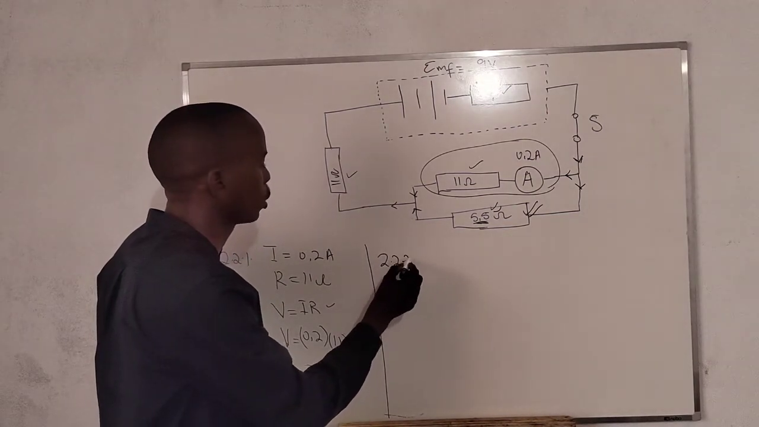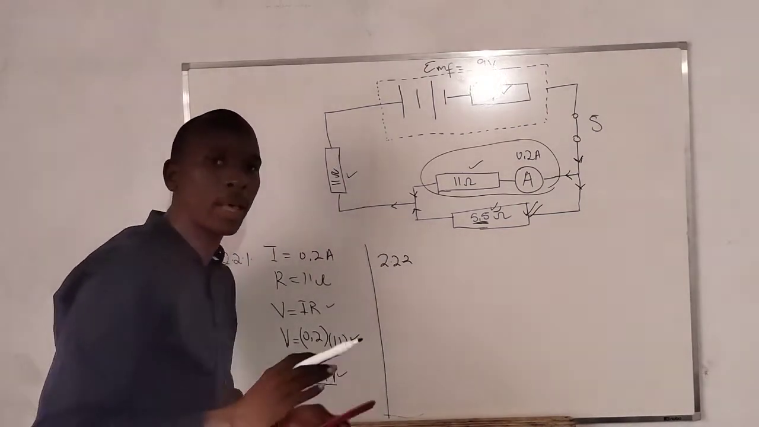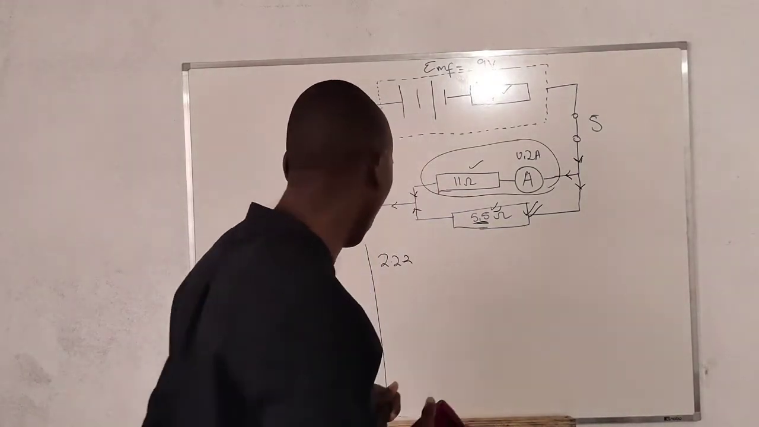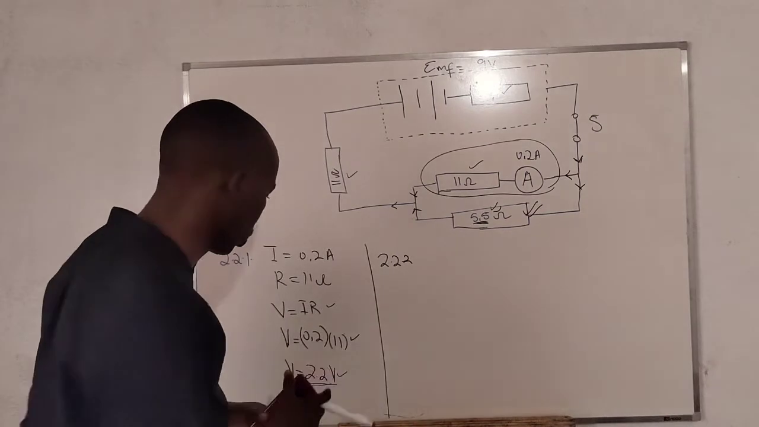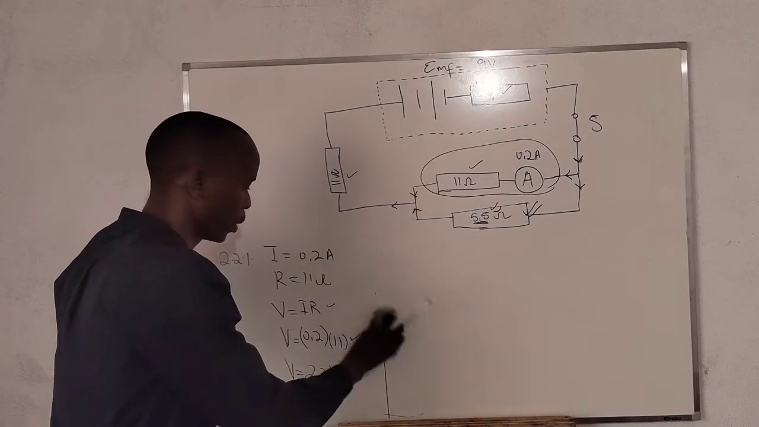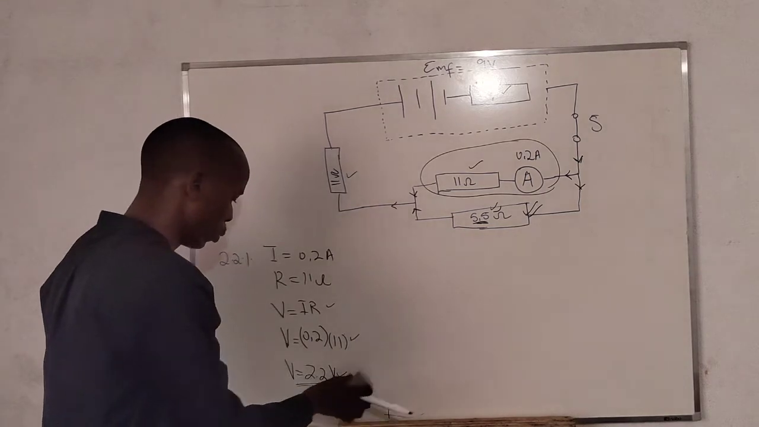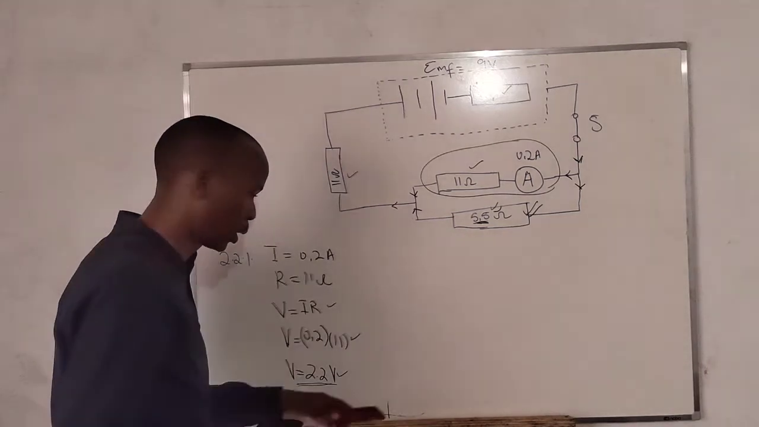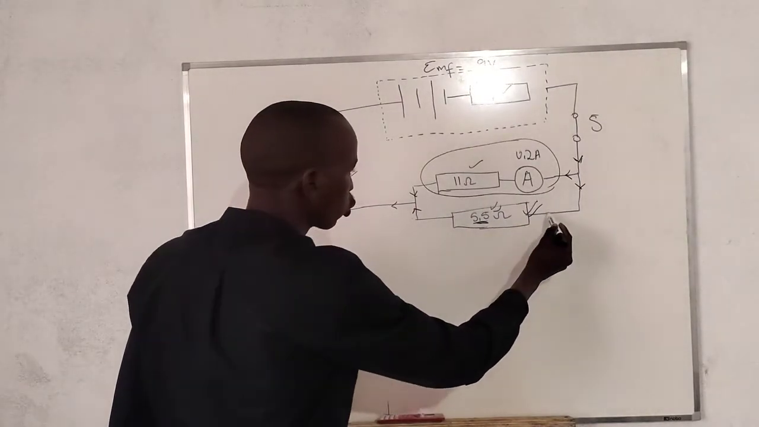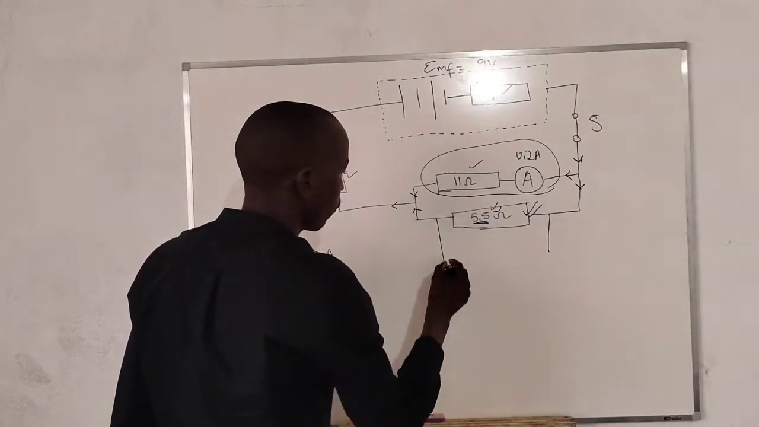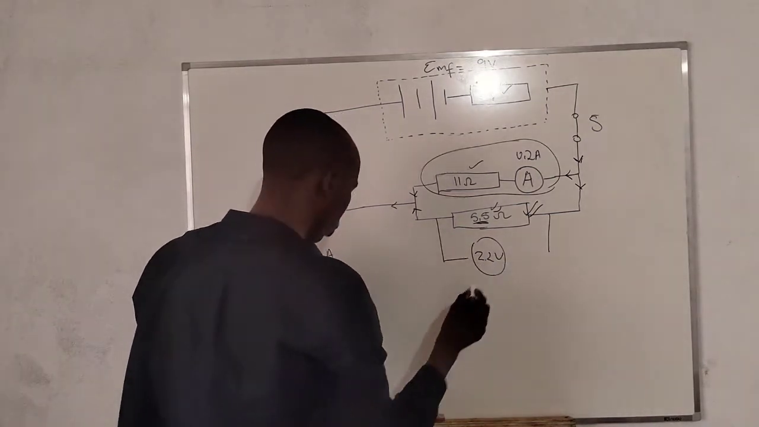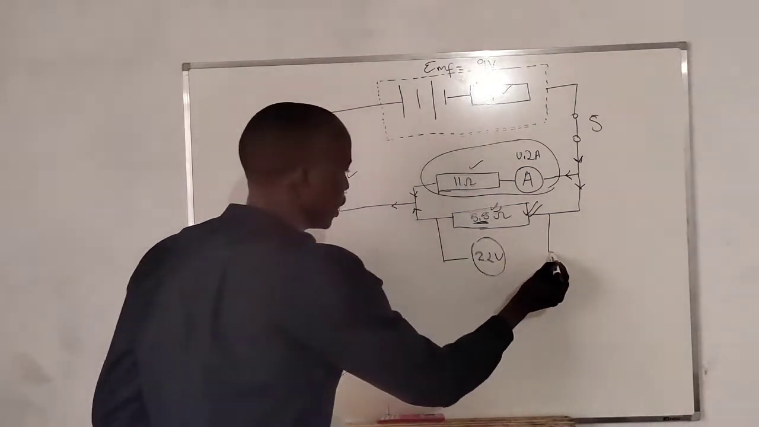Now let us proceed to our second question, 2.2.2. I really love this question because it involves more calculations. Or before we pass, sorry, I'm not done with the first one. Let us solve the first problem first. We have found the voltage of this resistor. So the voltage of this resistance is also 2.2 volts. So the voltage is the same.